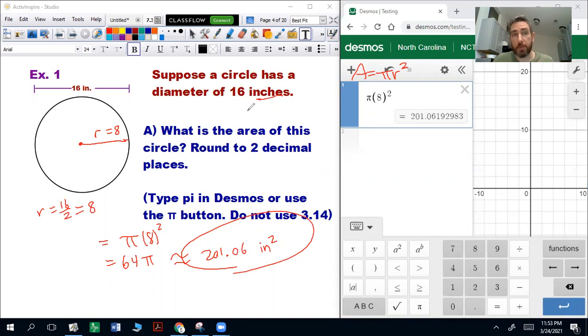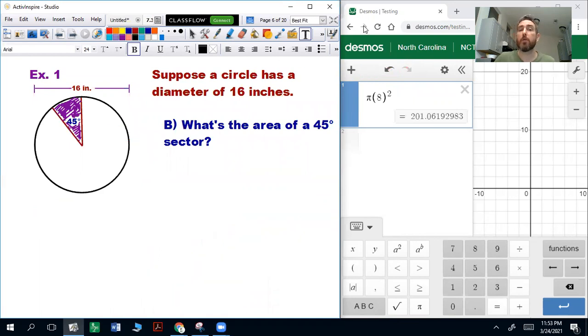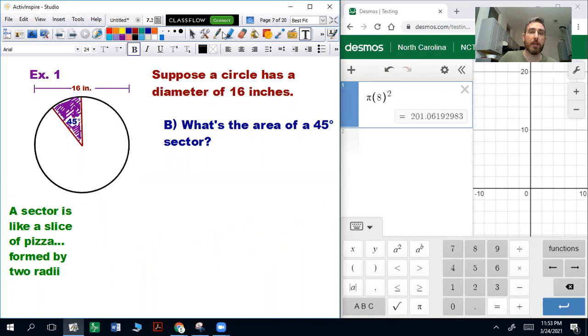So let's step it up again. Now I want to do a portion of that circle. So what would be the area of a 45-degree sector? What's a sector? A sector is a portion of a circle like a slice of pizza, a slice of pie. It's a wedge, has a central angle, and it's formed by 2 radii.